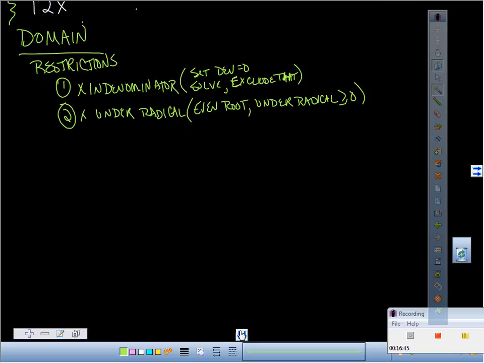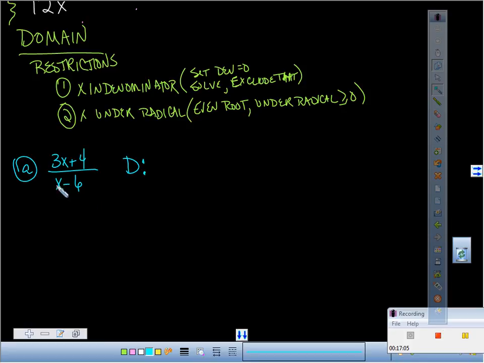So, let me give you an example. Let's just work two problems really quick. Here's the first one. Let's talk about its domain. When I say domain, what do you think? Restrictions. Does it have any restrictions? People, it's not like I asked you to memorize 50 of them. How many are there? 2. X in the denominator, x under the radical.